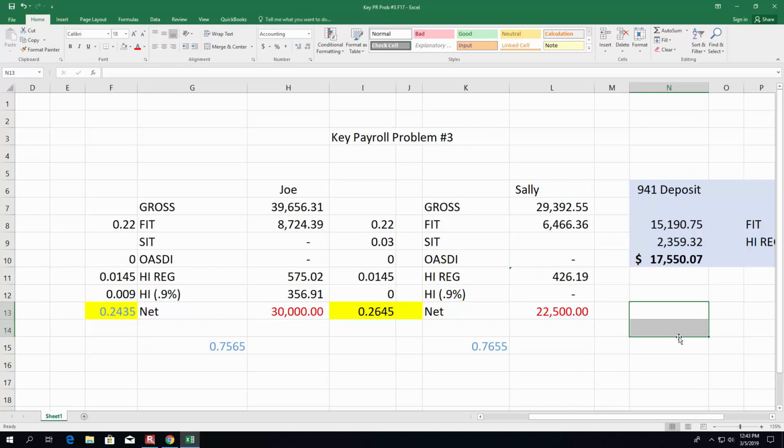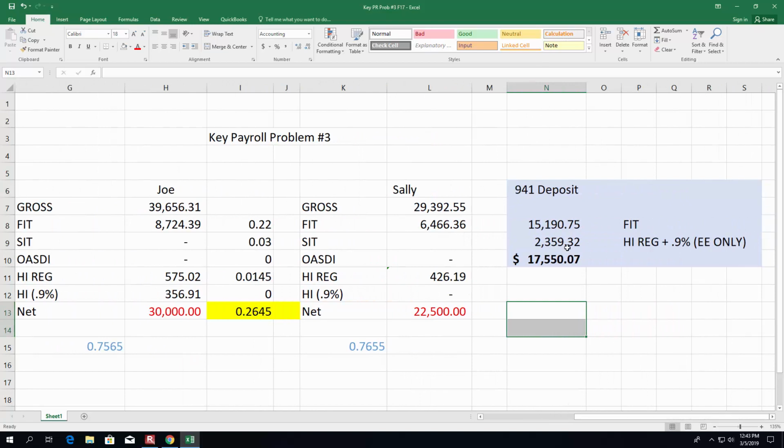Okay, so then, and I'll tell you the points in a sec. So then I went and did the 941 deposit. It looks like I got 575 plus 426 plus 575 plus 426, and then this 356.91. Do you match that? Is that matched? No. So here's what I think the points are.